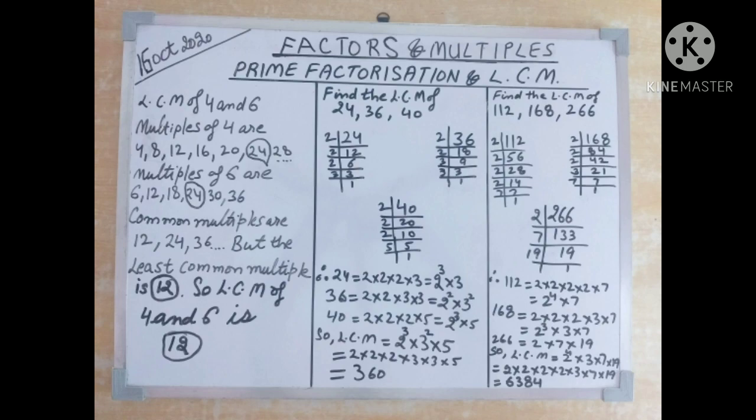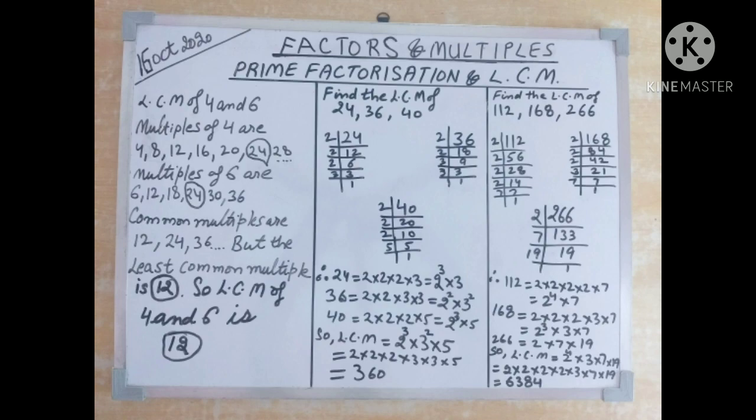Now here we write all the prime factors and we give the greatest power. So we can have the LCM of 24, 36 and 40 written as 2 cube into 3 square into 5. That is 2 into 2 into 2 into 3 into 3 into 5, which comes out to be 360. So the LCM of 24, 36 and 40 is equal to 360.